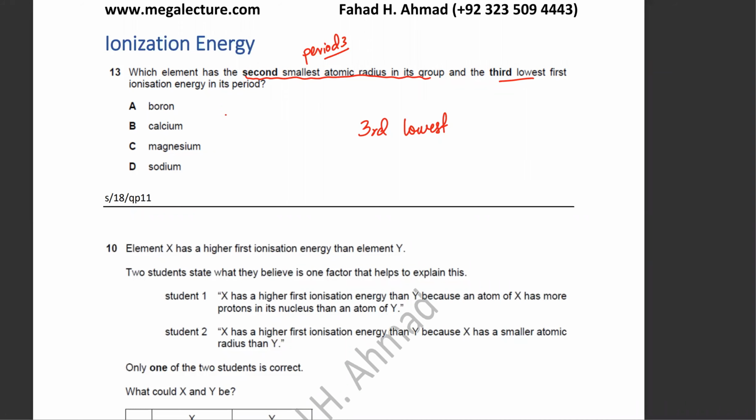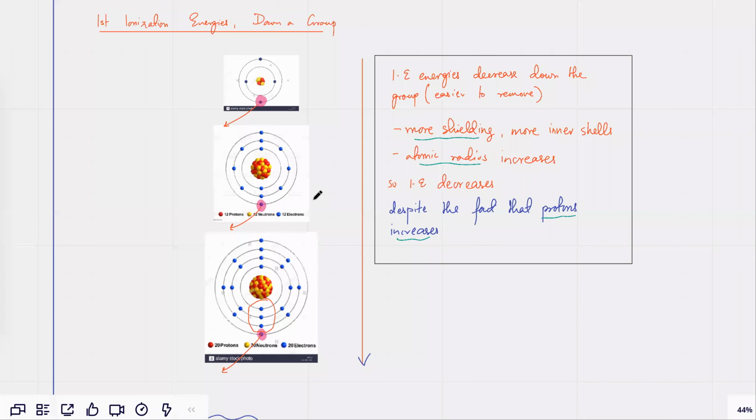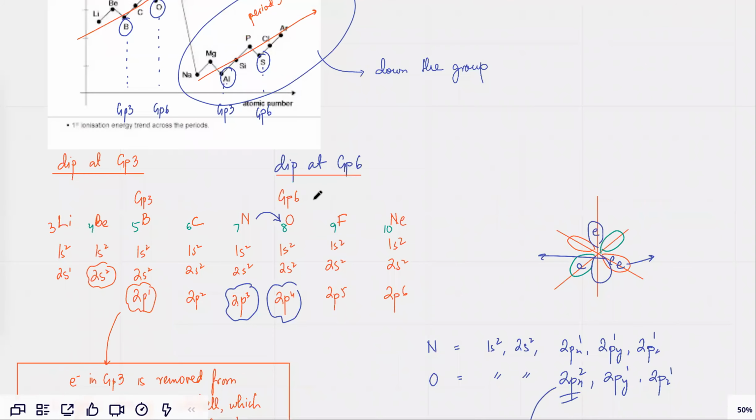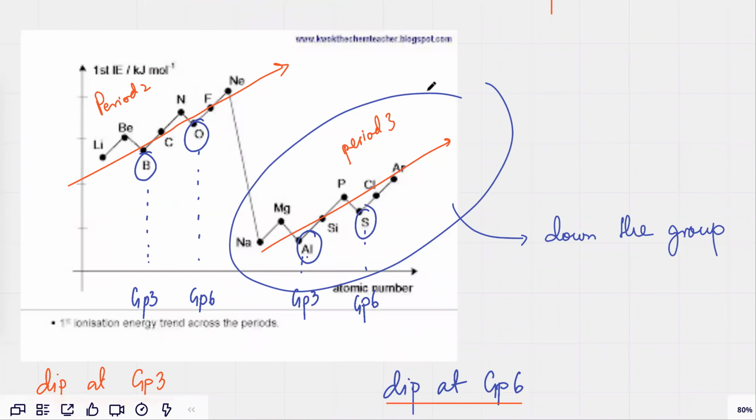So our period was period number 3. Which one out of them across the period? We're moving across the period. So be careful. What happens to the first ionization energies when you move across the period? We just did that. So this is what happens to the ionization energies when you move across the period. We're looking at period number 3, right? So which one has the third lowest? Which one is the lowest? Sodium is the lowest. Which one is the second lowest? That's aluminium. Which one is the third lowest? That is going to be magnesium. Is this clear?